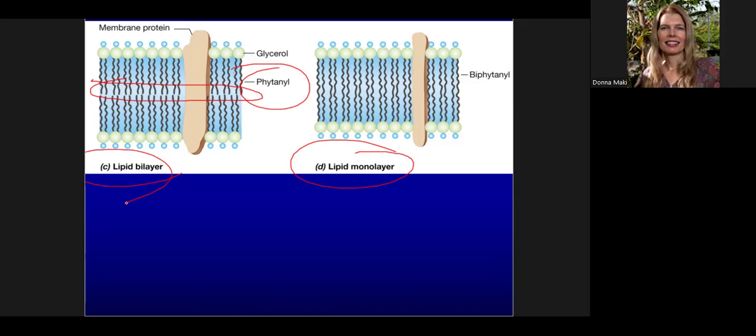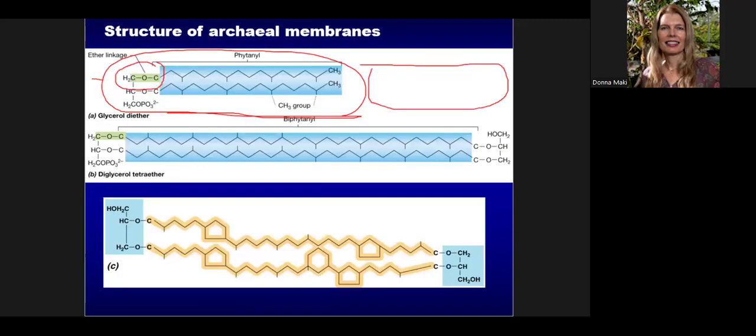And so the other thing too, back here, you can see that some of these isoprene units do form more complicated structures. And so again, not all archaea look like this, but some do, because it helps them better adapt to their more extreme environment.